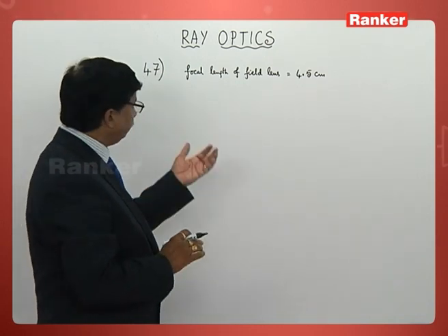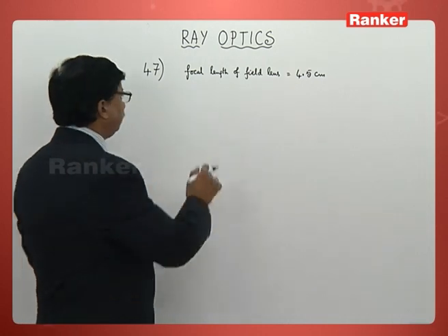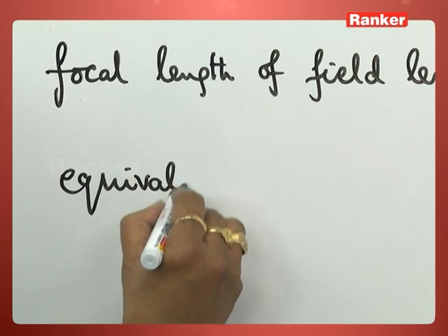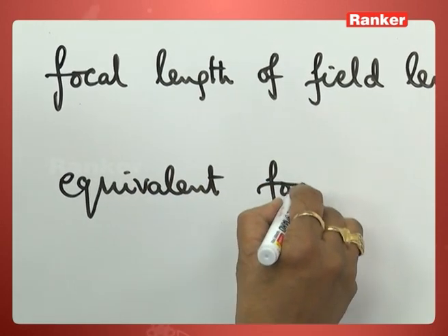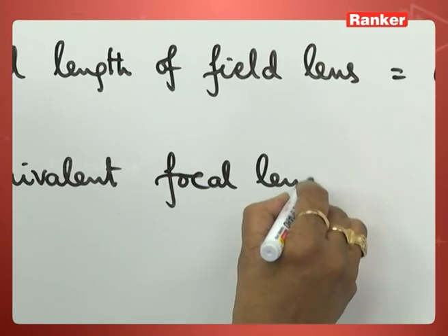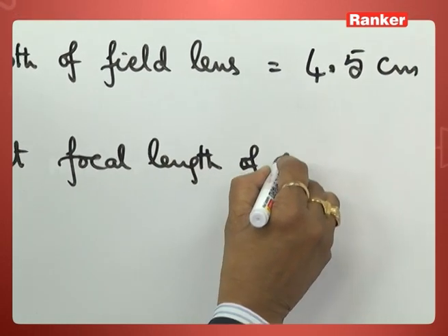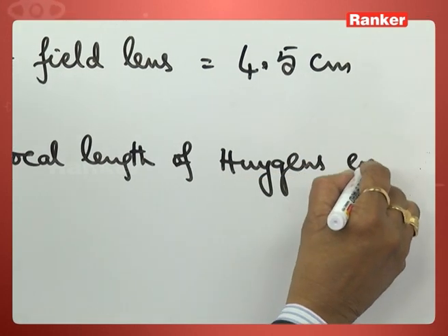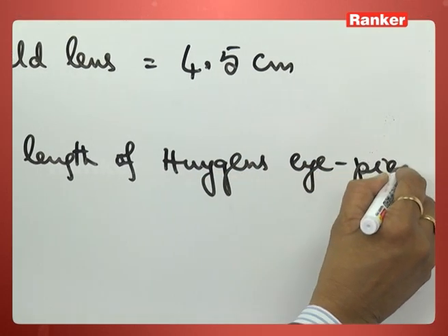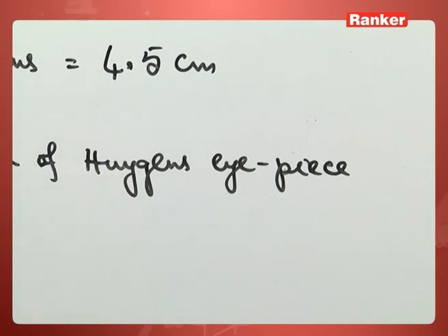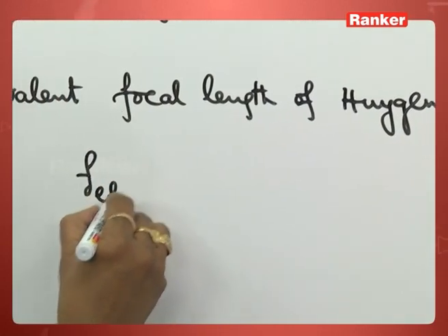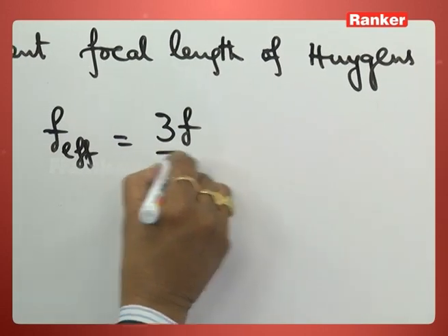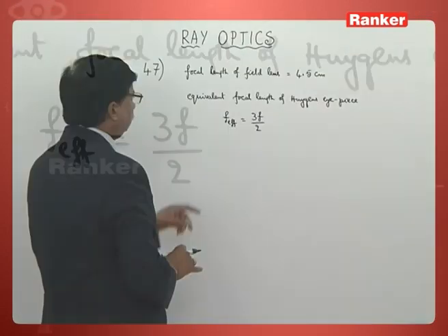That is the only value he has given. And what is his question? Equivalent focal length of Huygens eyepiece. Recollect once again. Equivalent focal length of which eyepiece? Huygens eyepiece. Equivalent focal length or effective focal length, whatever you call it, in the case of Huygens eyepiece, it is 3F by 2.